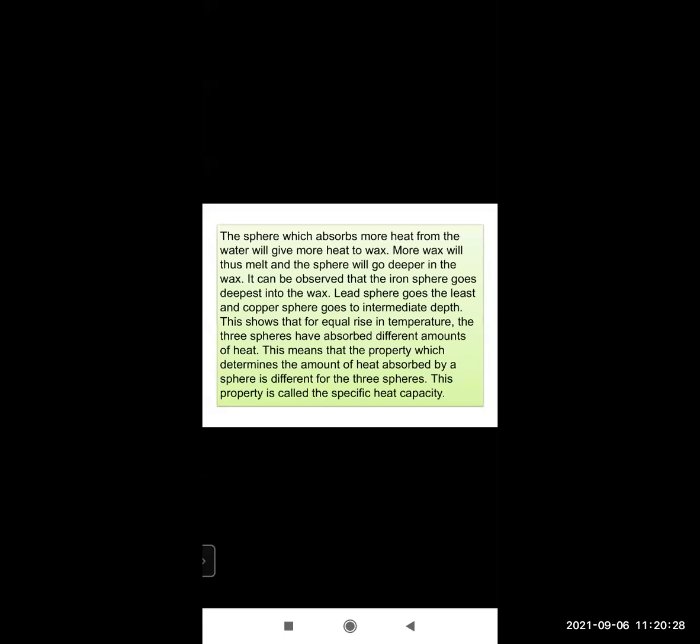So for equal rise in temperature, the three spheres absorb different amounts of heat. Clear? So from this activity, what we understood is that for an equal rise in temperature, the three spheres have absorbed different amounts of heat, and this means that the property which determines the amount of heat absorbed by a sphere is different for the three spheres, and this property is called specific heat capacity.